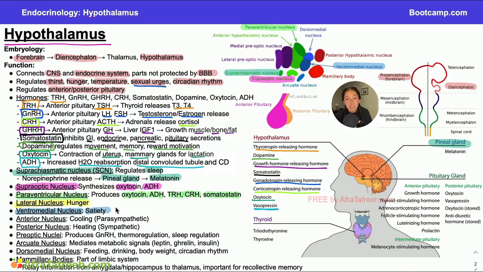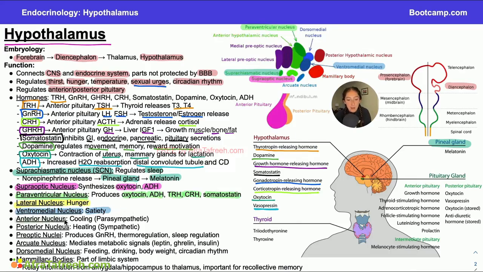So if this is damaged, you might have a person that never feels full and continues to eat and eat and eat and eat. This sounds a lot like Prader-Willi syndrome, but I do want to clarify that there is actually more evidence to indicate damage to the paraventricular nucleus in Prader-Willi syndrome, so just a point of clarification there.